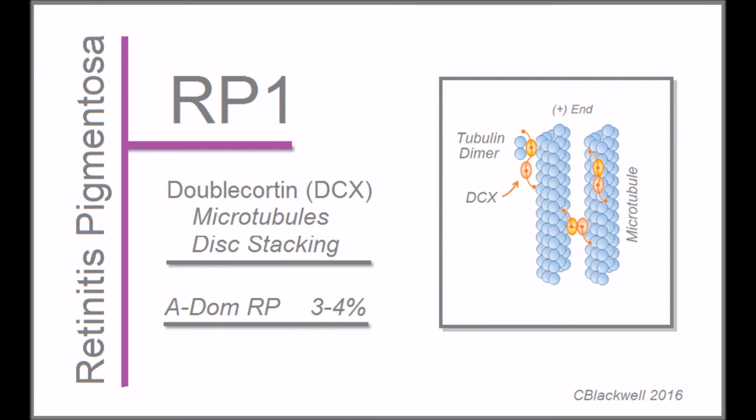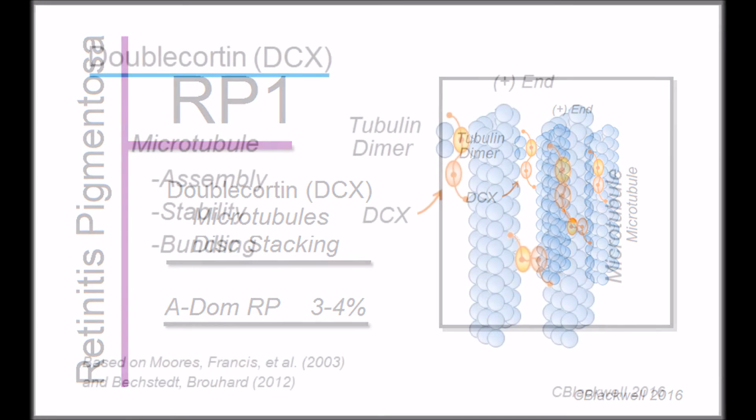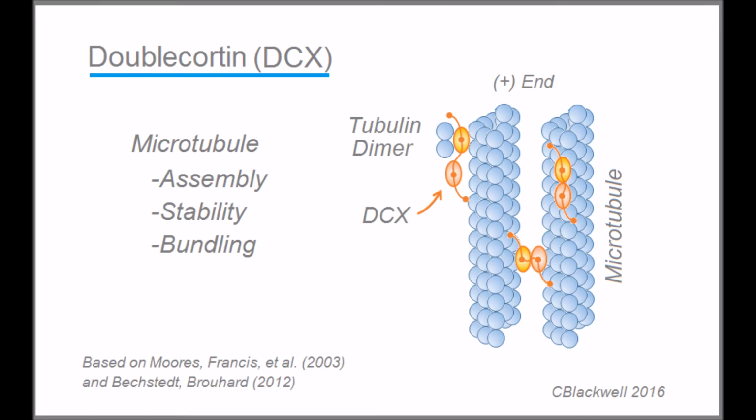More recently, it was found that this gene codes for a member of the doublecortin family. This is a two-part protein that regulates microtubule growth and assembly. It is very important in growing neurons in addition to photoreceptor cells.